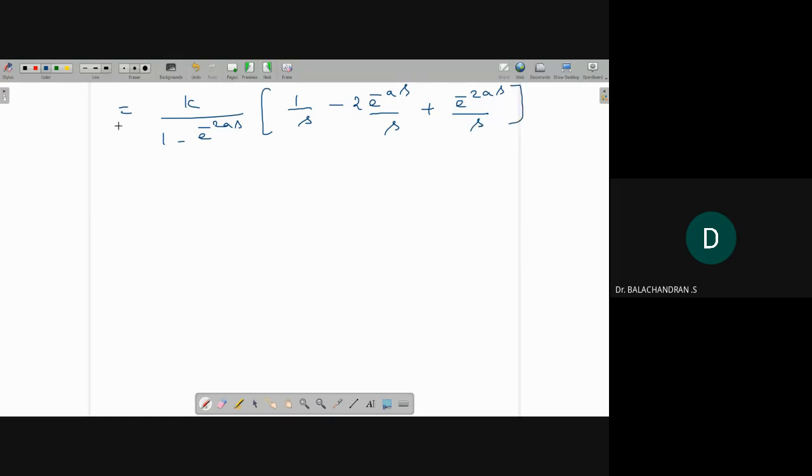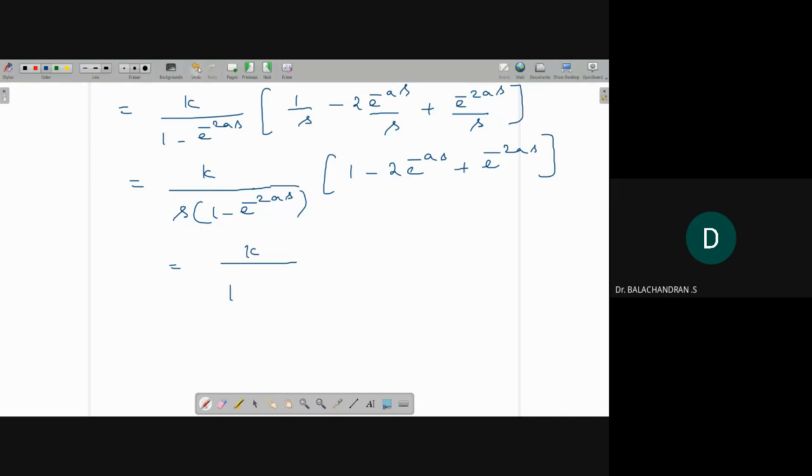You can take common 1 by s. So k divided by s into 1 minus e power minus 2as. Okay, so what is the numerator? You have 1 minus 2 into e power minus as plus e power minus 2as. This is of the form (a minus b) whole square: k divided by s into 1 minus e power minus 2as. So a is 1, b is e power minus as, whole square. Okay, you can check it, you'll get this.